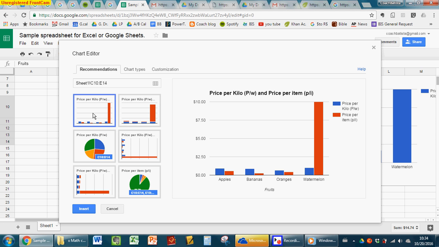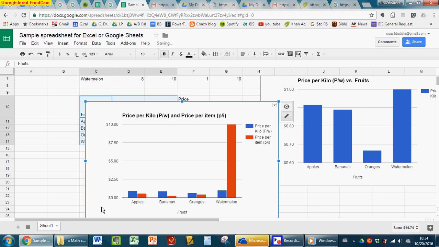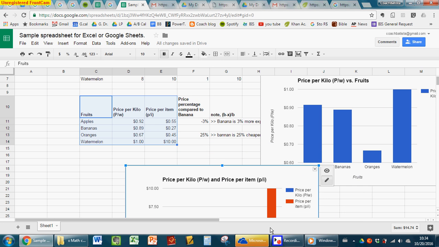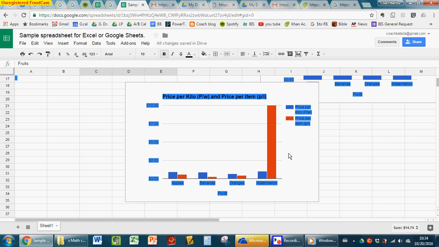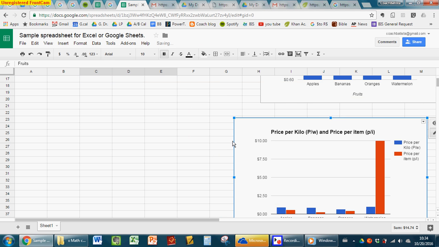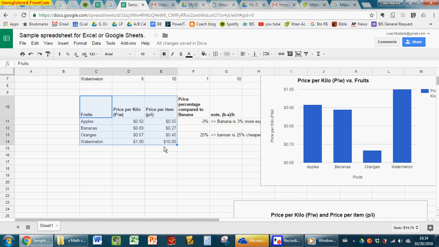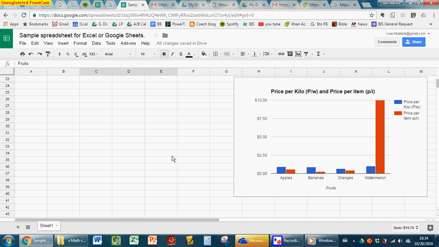Maybe this one. Anyways, yeah, insert that. You know, move it down here. Move it down here, and then you can compare graphs. You know, this one with this one. And you look at this graph, so you see the apples is more per kilo, the bananas is more per kilo, the watermelon is less per kilo, but it's more per item because, you know, it's just one watermelon, and so it's a lot for one item.